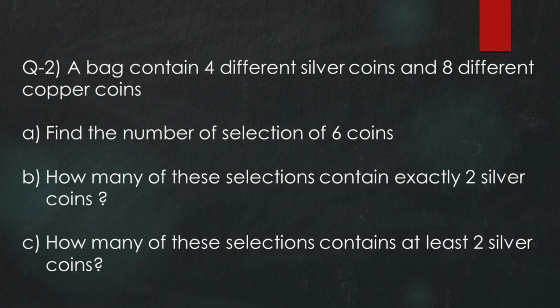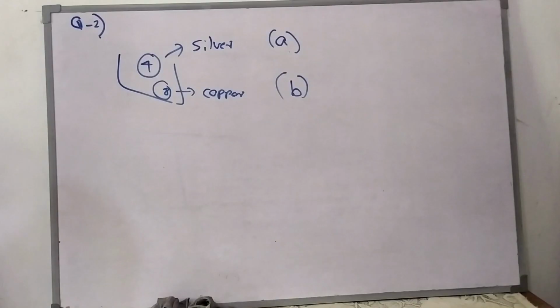So the next question, question number 2: a bag contains 4 different silver coins and 8 different copper coins. Find the number of selections of 6 coins. How many of these selections contain exactly 2 silver coins? How many of these selections contain at least 2 silver coins? Okay, so what about the first one? Find the number of selections of 6 coins.